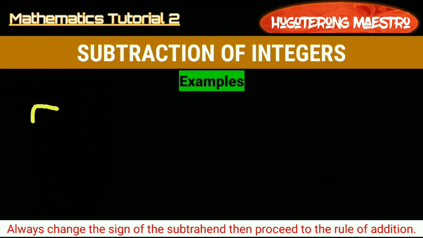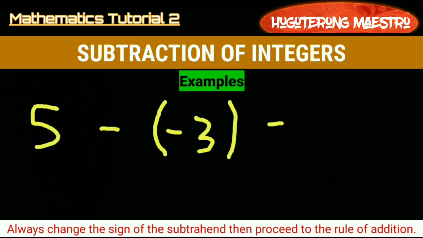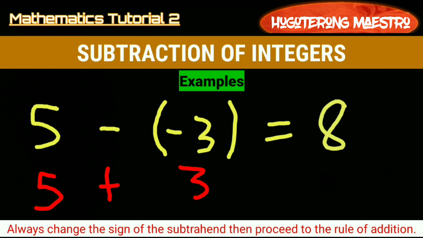Let us take another example. 5 minus negative 3. So, again, we will change the sign of the subtrahend. So, our subtrahend here is negative 3, so magiging positive 3 yan. Then, we will proceed to the rule of addition. Since pareho na siya ng sign ngayon, we will simply add the two numbers. Pagkatapos ay kopyahin ng sign. So, our answer is positive 8.